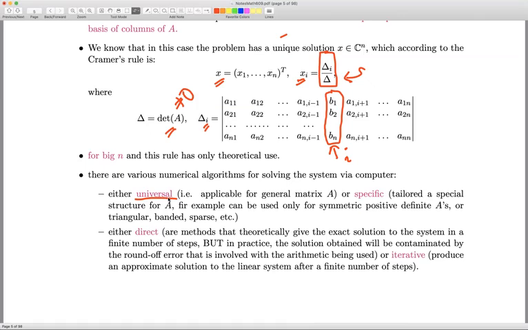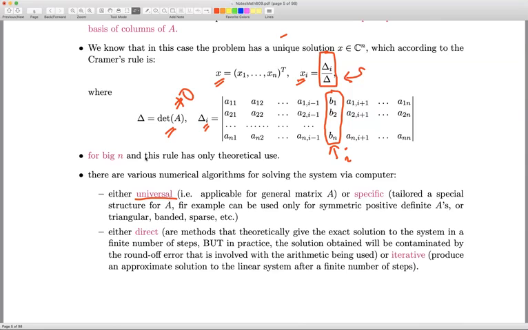Or there are some methods that only work for particular matrices. For example, there are methods that are tailored to the particular structure of the matrix A. There are methods that can be used only for cases when A is symmetric or positive definite. Or there are methods that can be used for matrices that are sparse. Sparse means that these are matrices with huge dimensions, but they are in some sense simple because they have a lot of entries that are zeros.